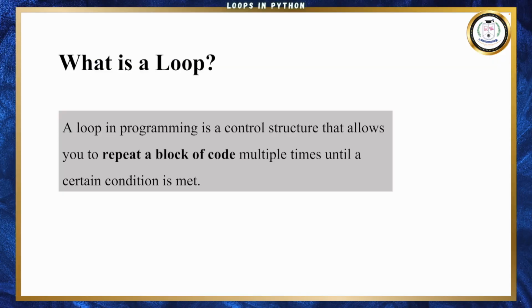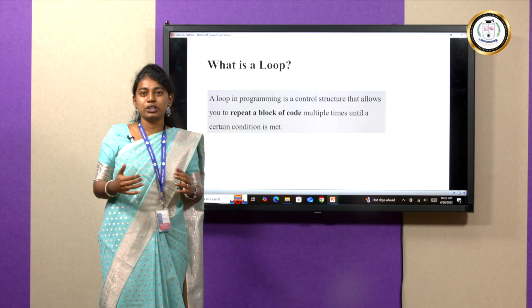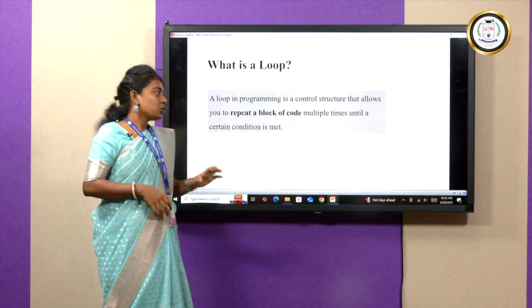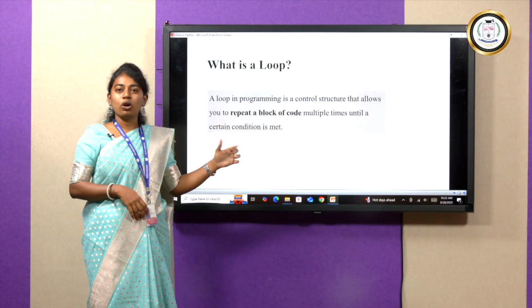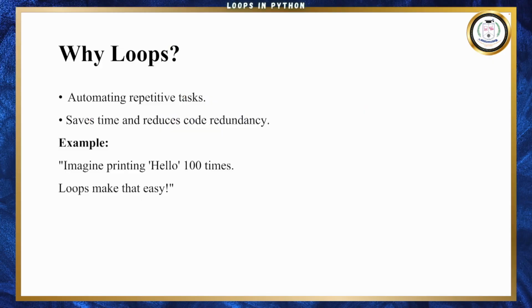So starting off with what is a loop? A loop is used in programming languages to repeat certain tasks based on certain conditions. If the condition is true, the loop gets executed. As soon as the condition becomes false, the loop will terminate. So you can repeat a block of code any number of times based on the condition that you provide.